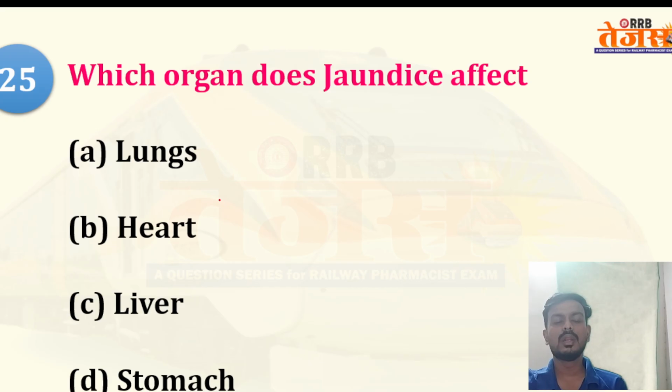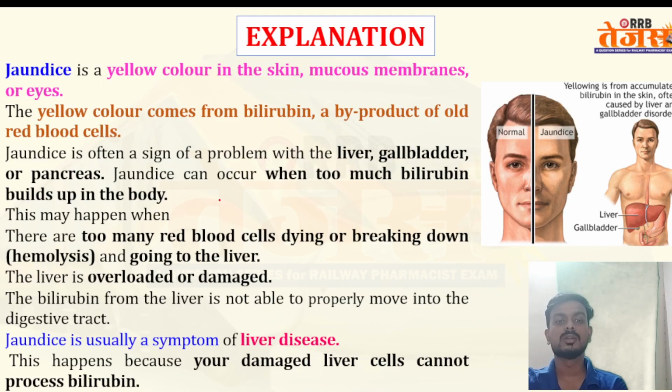So moving to the next question, which organ does jaundice affect? Lungs, heart, liver, stomach. Your right answer is the liver. So the liver is the prime organ which is susceptible to damage during the jaundice condition.